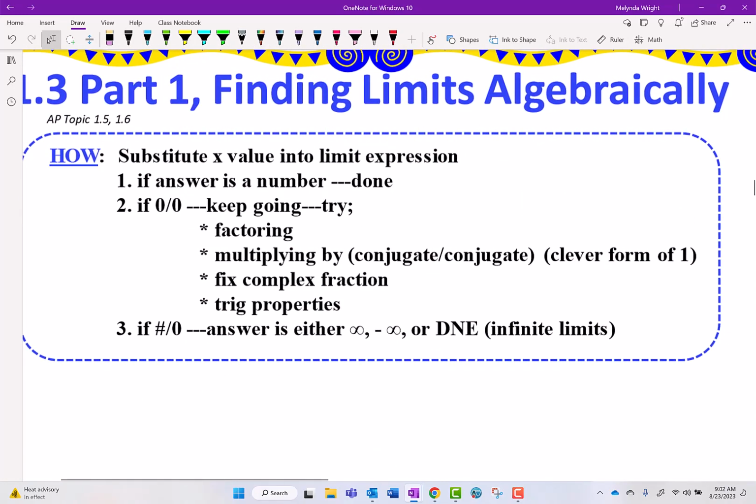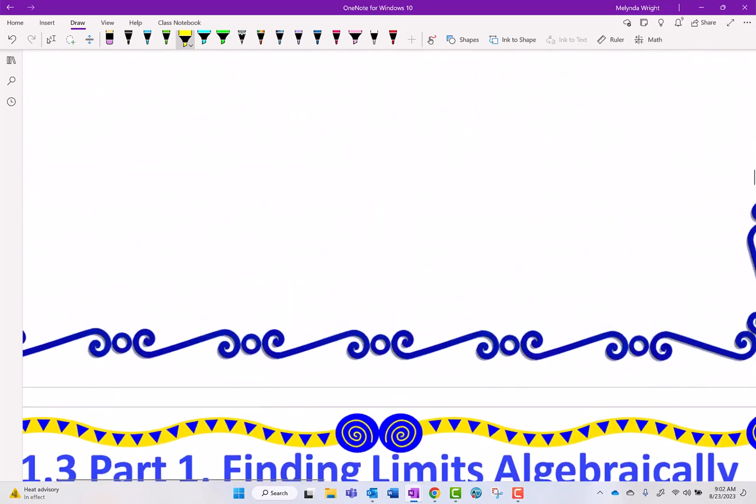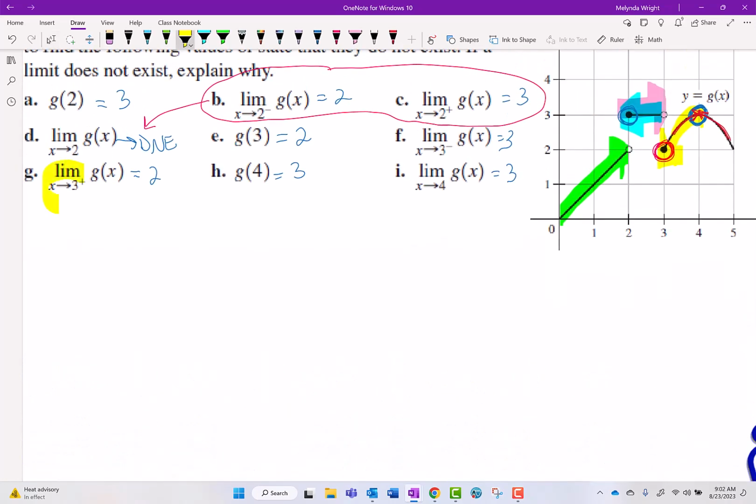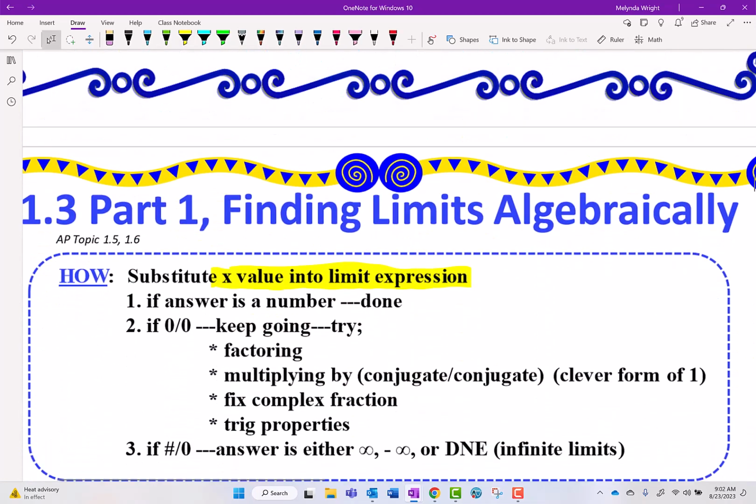There's really only three things that can happen when we're doing a limit algebraically. So what we do is we substitute the x value into the limit expression. What do I mean by that? Okay, I'm talking about this x value right here. You know, the x goes to 3. So we'd put in a 3. Or we'd put in a 2. Whatever the number happens to be on our limit. So we substitute that value in.